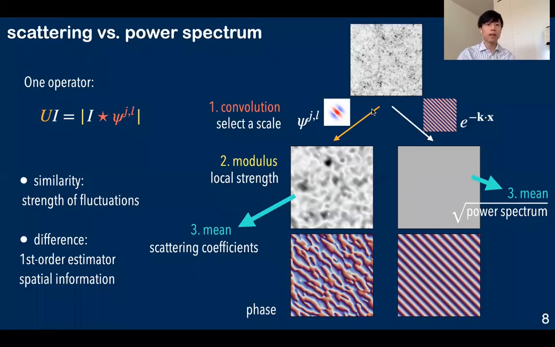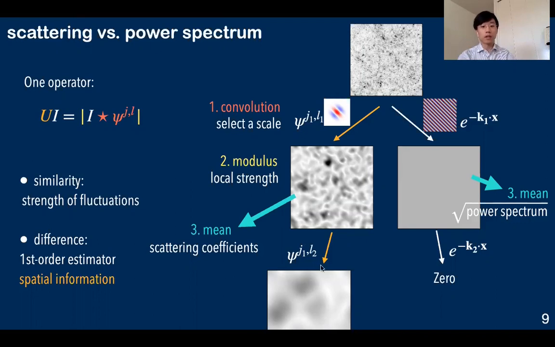And more importantly, by doing a wavelet convolution, we still keep some spatial information in this plot here. But if we convolve the image with a Fourier eigenmode, we remove all the spatial information. And this important difference enables the scattering transform to be applied iteratively to extract more coefficients. So although in the first iteration, the scattering coefficients and the power spectrum are very close to each other, starting from the second iteration, we extract a significant amount of non-Gaussian information.